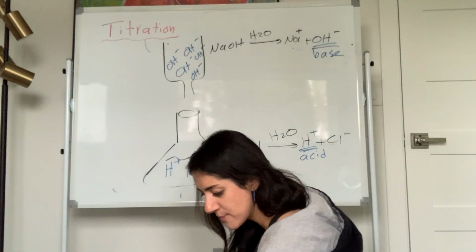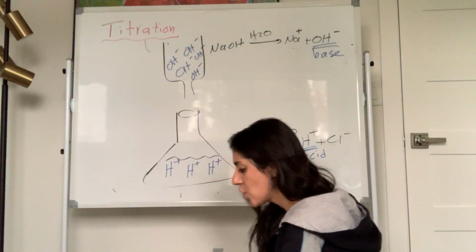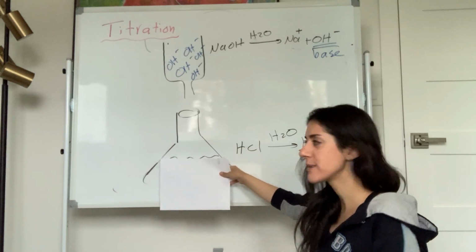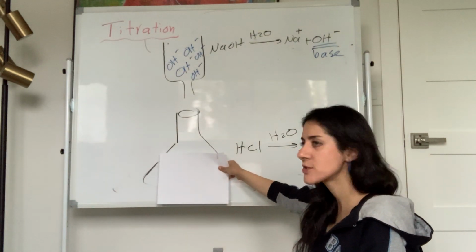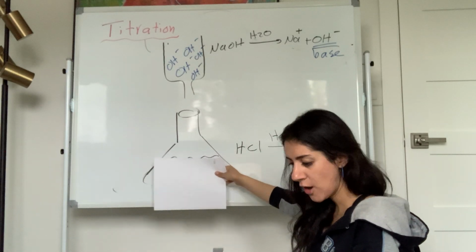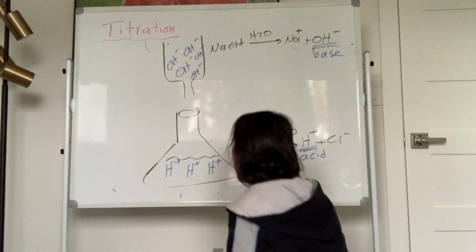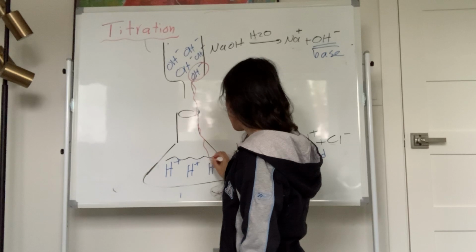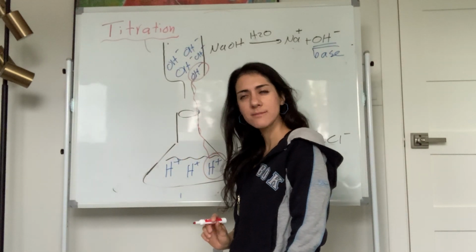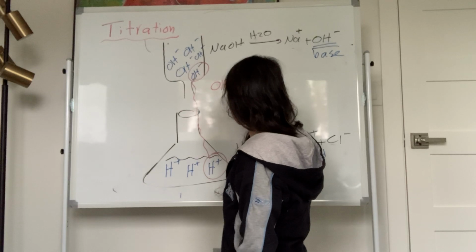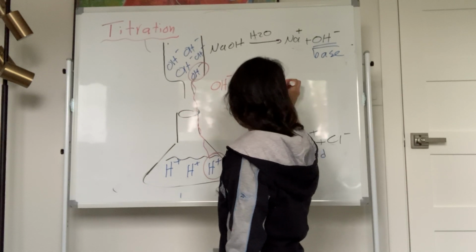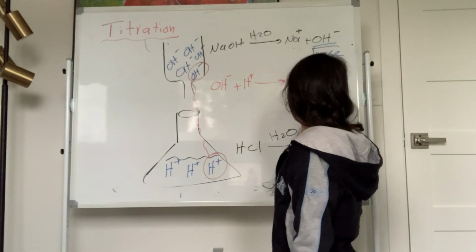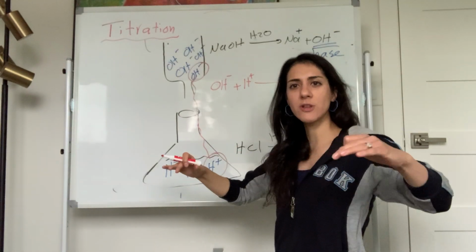Now, remember, you have no idea how much acid you have. Titration is a way to figure out how much acid or base you have. I have no idea how much acid I have in here. Okay? I'm going to start my titration. I'm going to add a drop of sodium hydroxide. The OH is going to go down here and react with H plus. If OH minus reacts with H plus, what do you get? You get water. You get H2O. So it's going to neutralize it out.